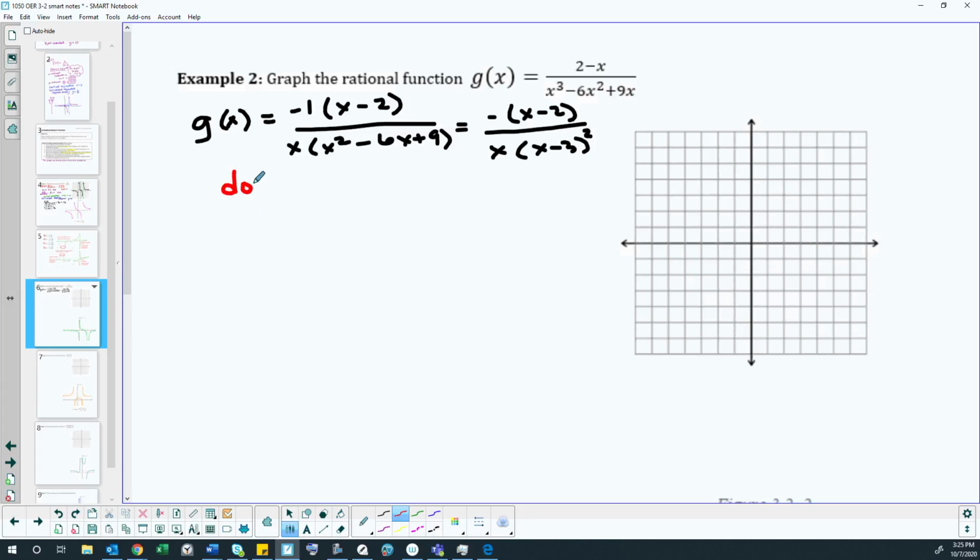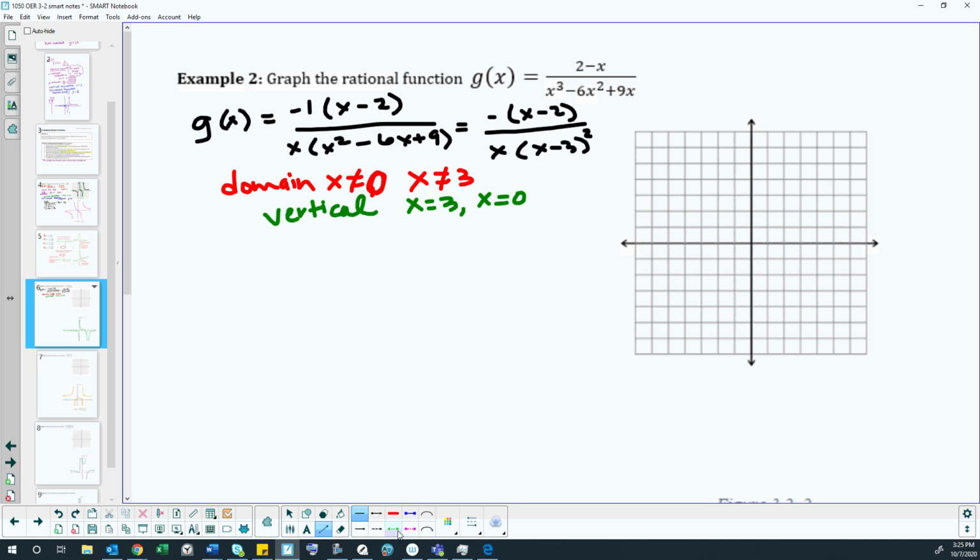So let's go ahead and do domain. So domain would be x cannot equal 0, and x cannot equal positive 3. Because of that, we have a vertical asymptote. I know I'm skipping intercepts for a second. We have a vertical asymptote at x equals 3 and at x equals 0. So that puts one right here and another one here.